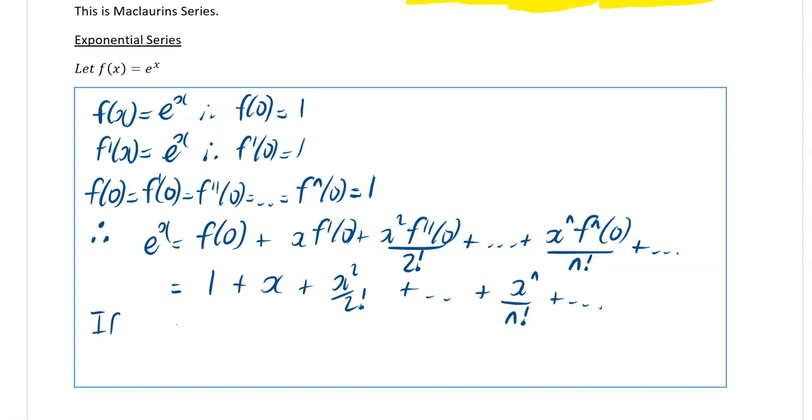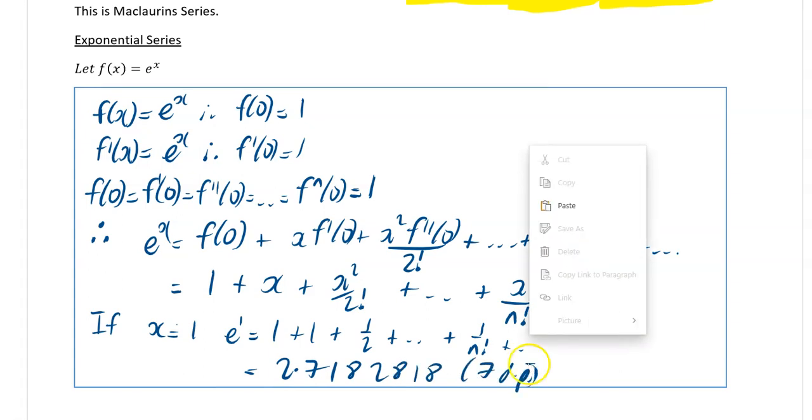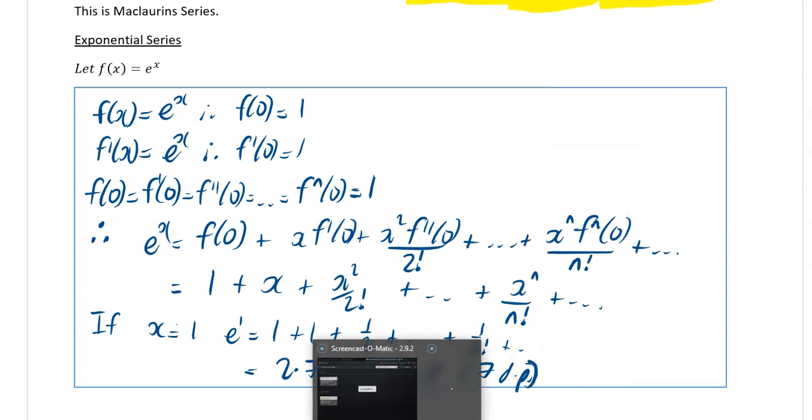And last couple of lines on this page, we'll just continue on over with this in a wee second, but we'll just say if x is equal to 1, just to show you that it does work, e to the power of 1 is equal to 1 plus 1 plus, that would be 1 over 2 plus, and so on and so on and so on. But if you put it in, 1 over n factorial, it would work out as 2.718218, and that's to 7 decimal places. So you can see that it does work.